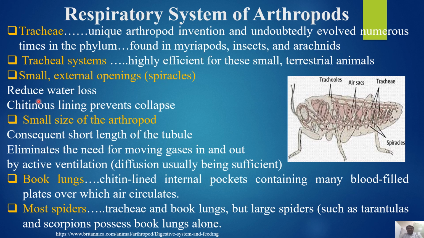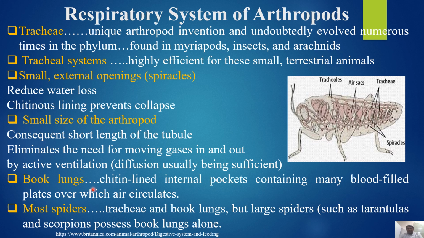The spiracles reduce water loss, and the chitinous lining prevents the tubes from collapsing. The small size of the arthropod and the consequent short length of the tubes eliminate the need for moving gases in and out by active ventilation, as diffusion is usually sufficient.